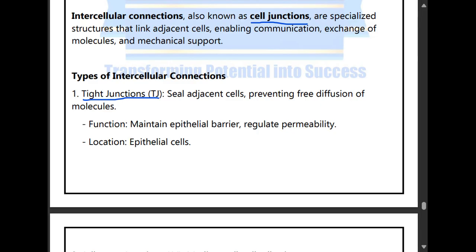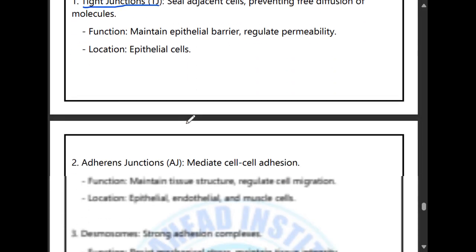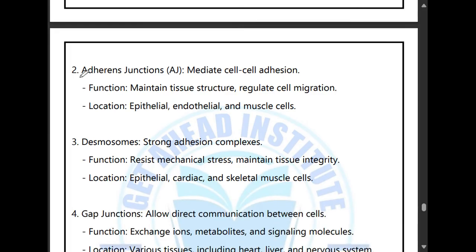Okay, so the main function of tight junctions is to maintain the epithelial barrier and regulate permeability. Where are they located? In epithelial cells.